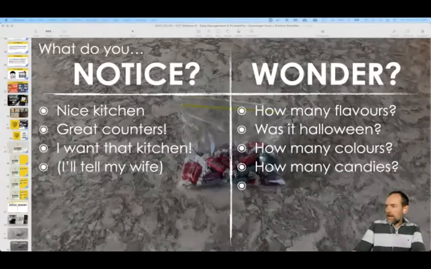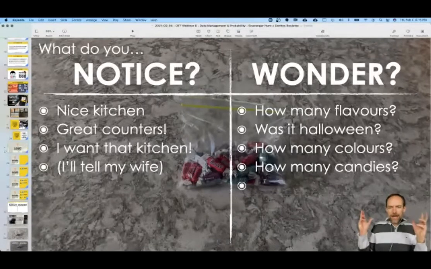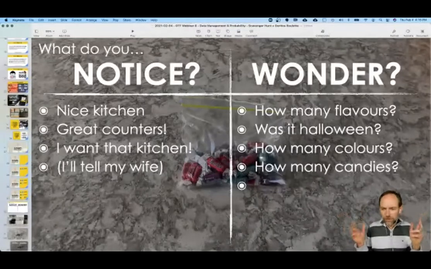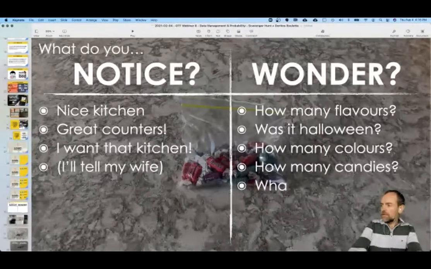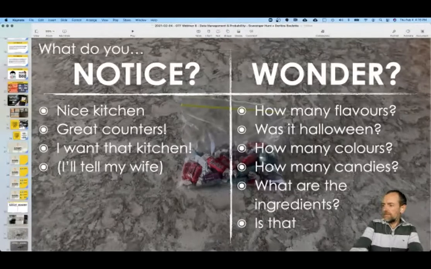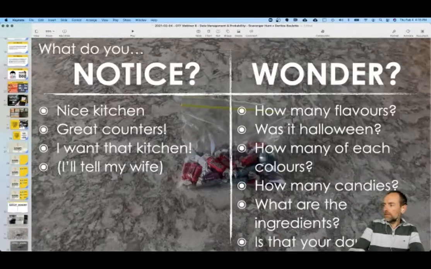All right, Kyle, we've got some notices. We got some wonders. We're wondering colors. We're wondering flavors. We got Halloween. I'm missing some here. I don't know if there was some others that we can toss in. How about the ingredients, right? Like what's it made of? Could you change my how many colors? I mean, how many colors of each? So we've got how many colors, but then it's how many of each color. Right. Yes. Thank you. Got it. Yeah. No sweat. Awesome.